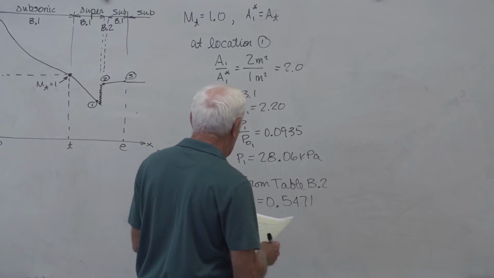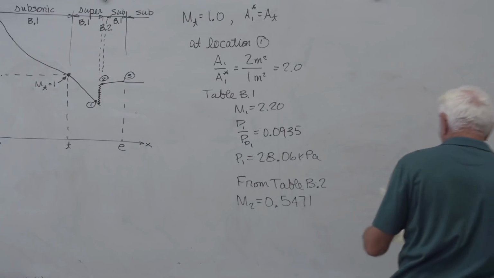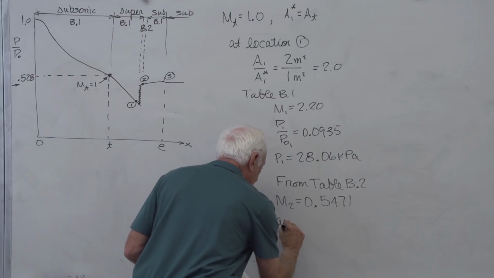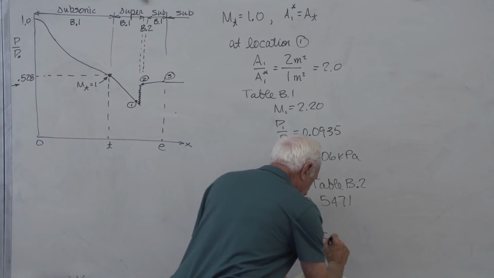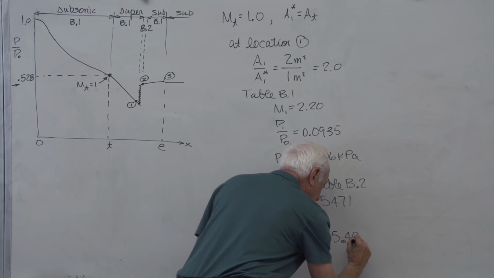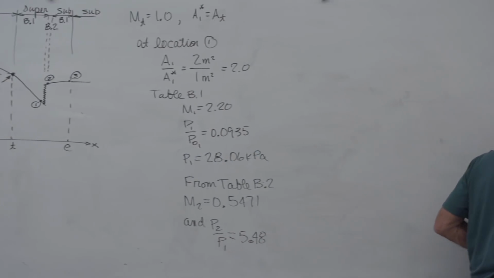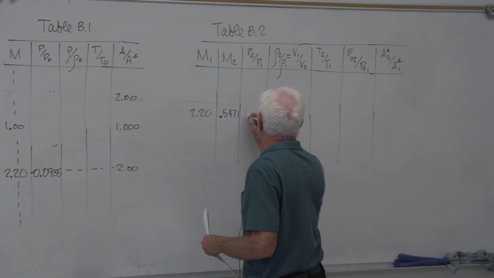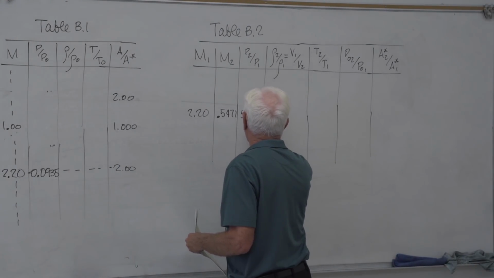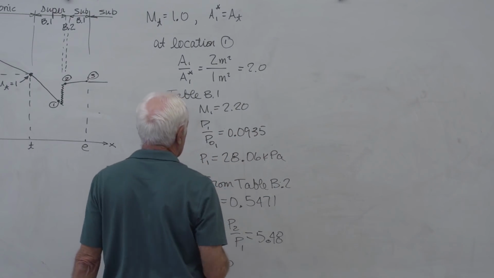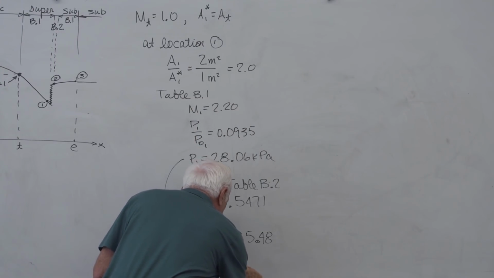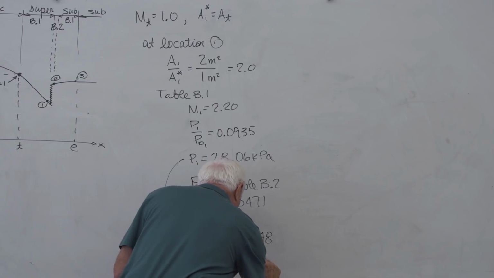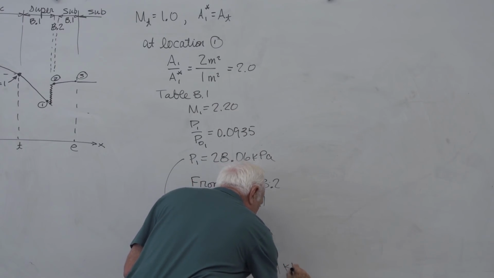Okay. We can get P2. P2 over P1 is 5.48. The pressure really goes up across the shock. So P2, I know P1. I just found P1. So P2 comes out to be 154 kPa.